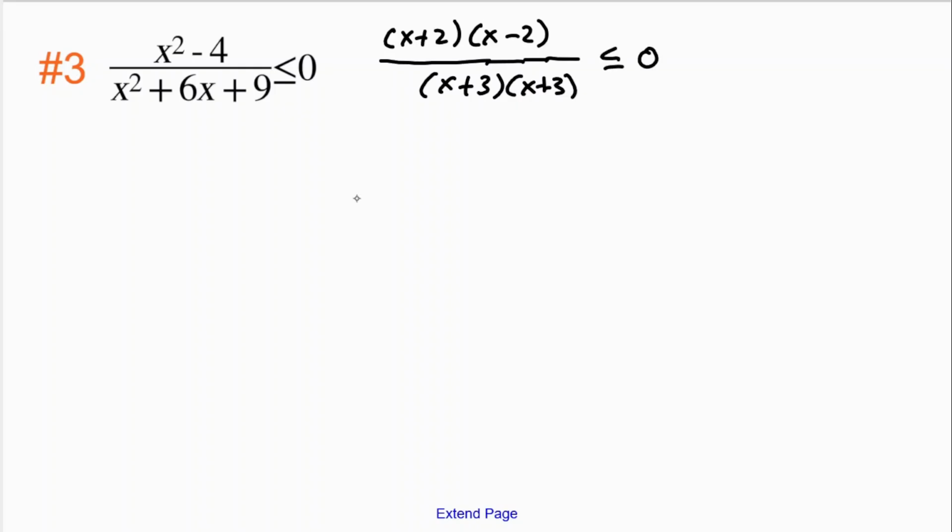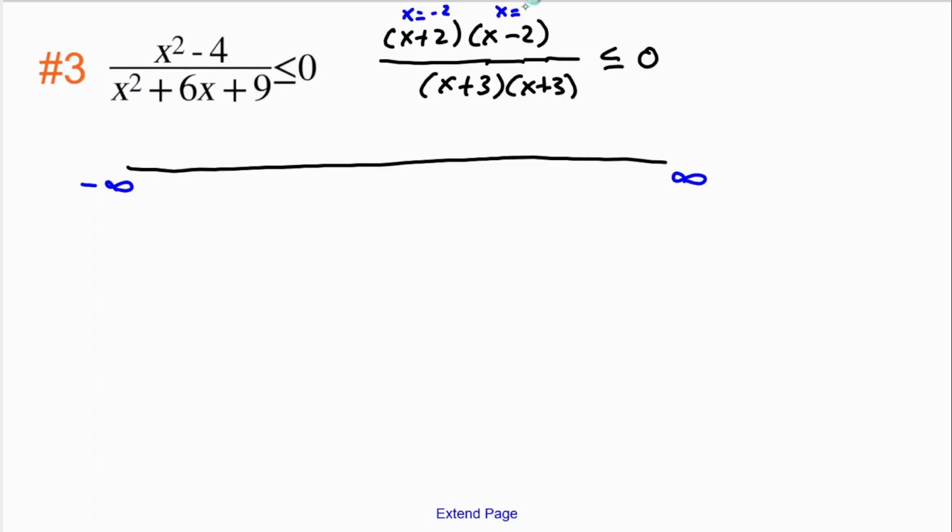And this is going to be less than or equal to 0. So now, again, our general process: draw the number line, put our negative infinity here, our positive infinity here, and then set each thing equal to 0. So we have x plus 2 equals 0, so x is negative 2 here, and then x is 2 here. And then the denominator, we're going to set these equal to 0, but then we're going to talk about how we deal with this. So again, I'm going to plot our negative 2 and 2 accordingly here.